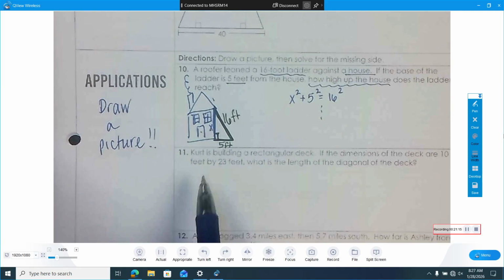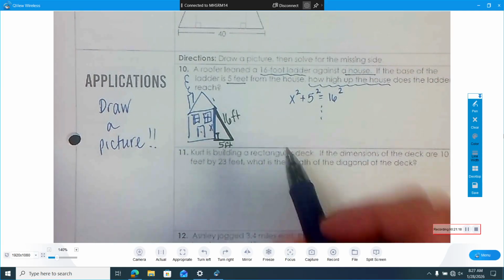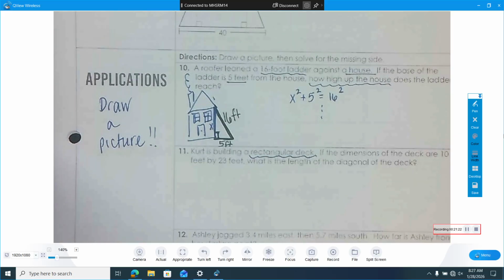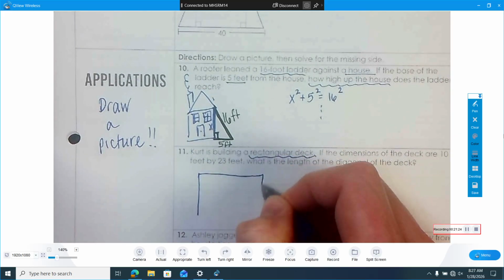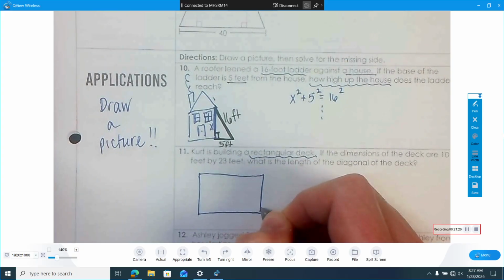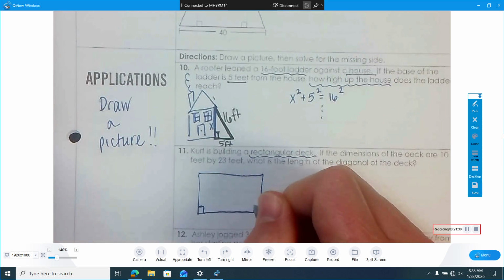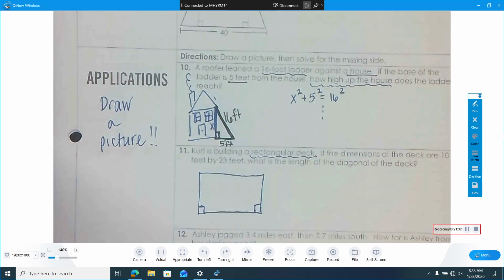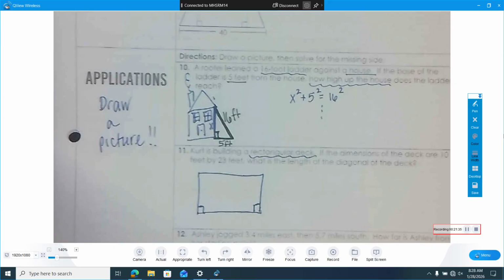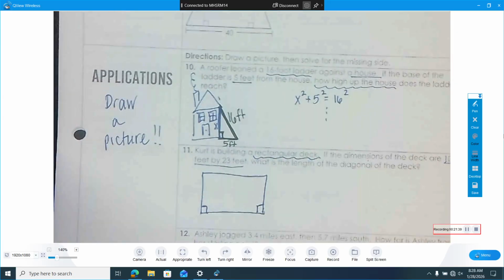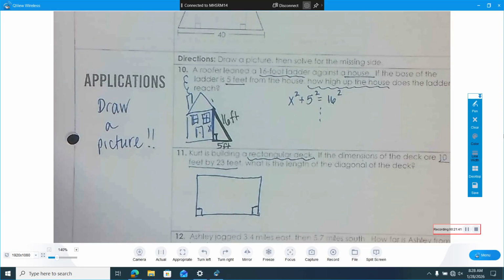Number 11. Kurt is building a rectangular deck. A rectangular deck. What should I draw? A rectangle. All right, there's our rectangular deck. Rectangles have right angles. That rhymes. Rectangles have right angles. If the dimensions of the deck are 10 feet by 23 feet, what does that tell me? What are dimensions?